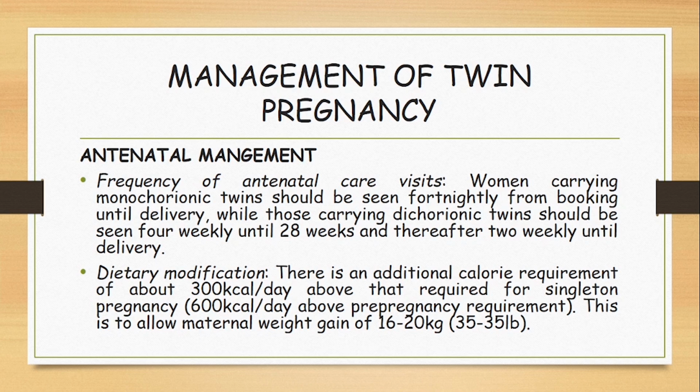How do we manage twin pregnancy? Antenatally, number one, frequency of antenatal care visits. Women carrying monochorionic twins should be seen fortnightly from booking until delivery, while those carrying dichorionic twins should be seen 4 weekly until 28 weeks, and thereafter 2 weekly until delivery.